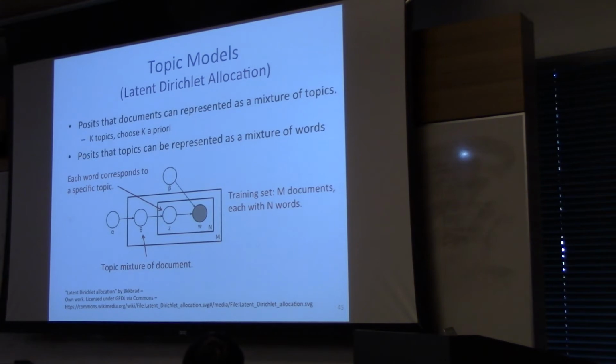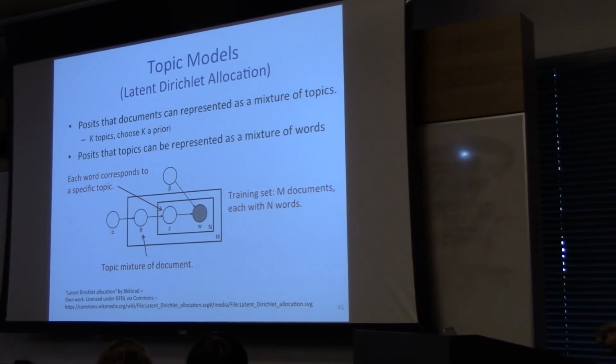Now, what this is basically saying is that documents. Here's just sort of a word description of a modeling assumption. Documents can be represented as mixtures of topics. There are k topics that you choose a priori typically, and topics can be represented as a mixture of words. So there are m documents, so that's this plate. Each document contains n words. And so what we observe are the words. Each word corresponds to a single topic. And then every document has a mixture of topics.